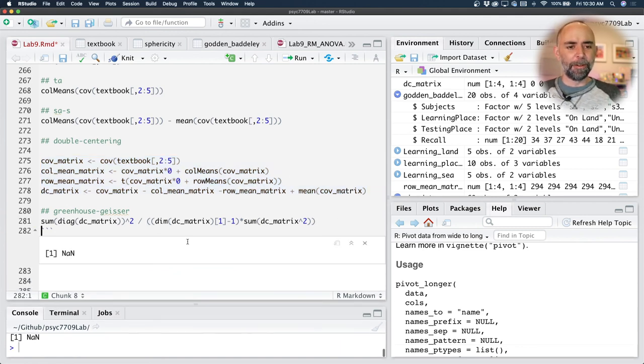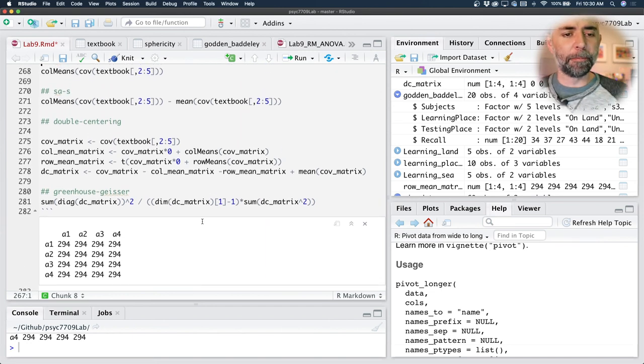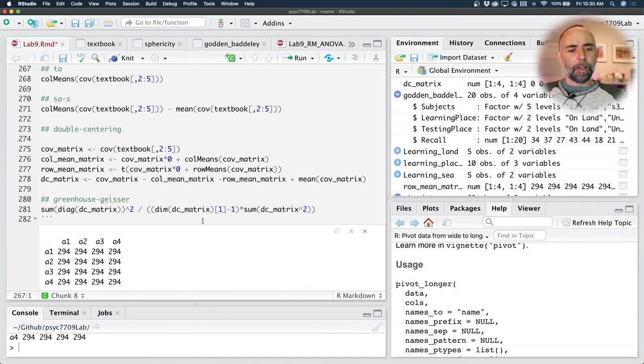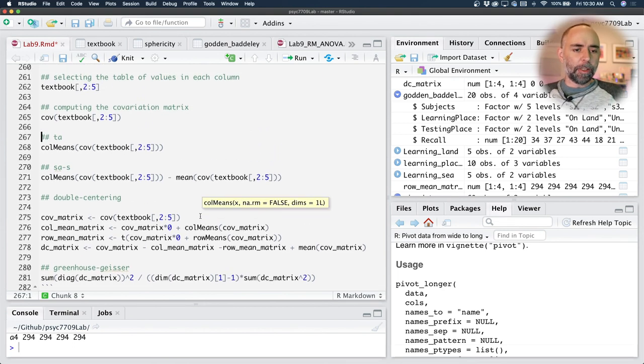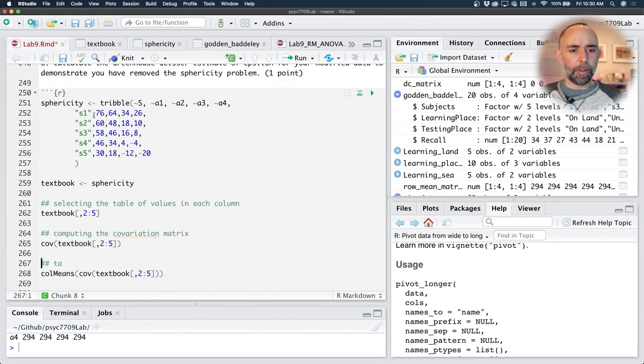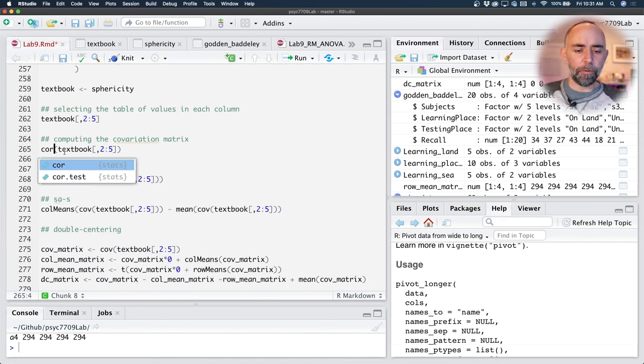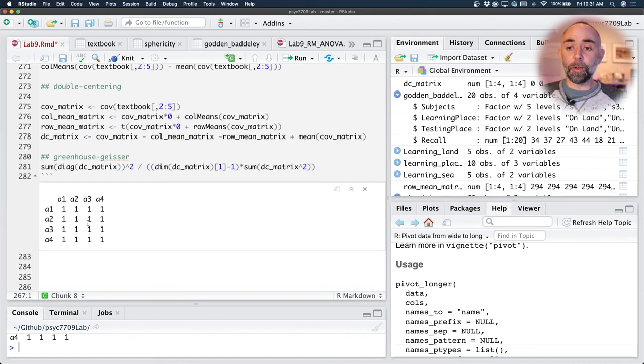Here's maybe a better way to do this, just to see that the correction is being applied. Sorry, we have eliminated the sphericity problem. If we were to take each of these columns here and correlate them with any other column, we can do that using the cor function. Let's see what we get. We get a perfect correlation between every column and every other column. It means the pattern across subjects within one level is the exact same in every other level. They're perfectly correlated with each other.